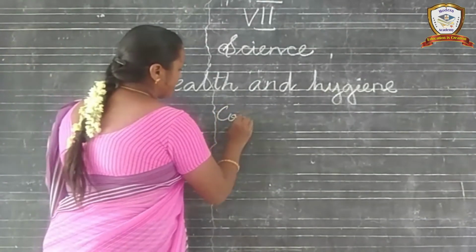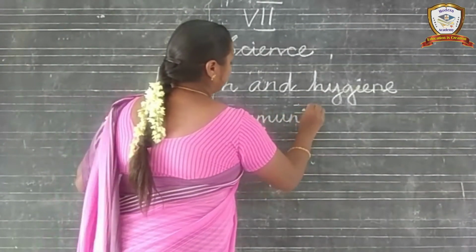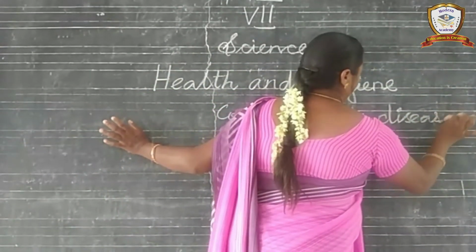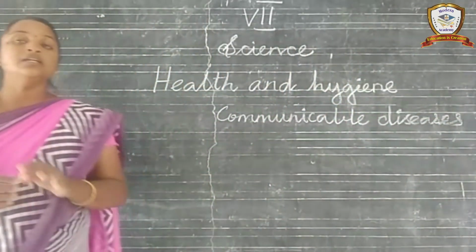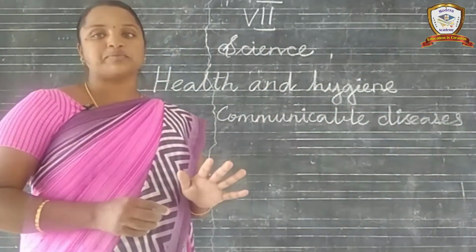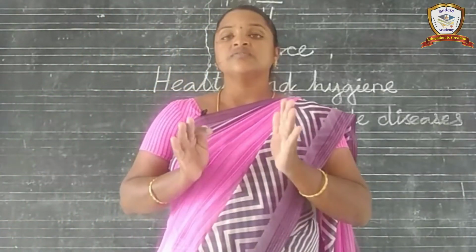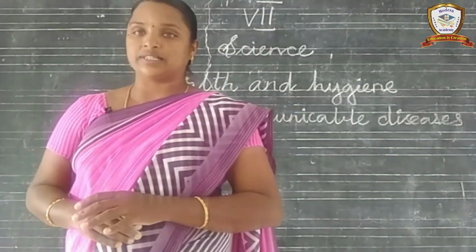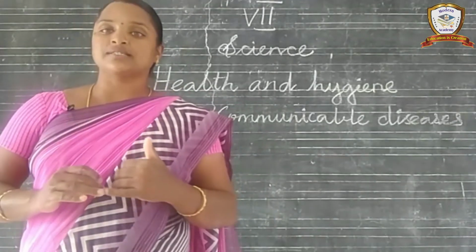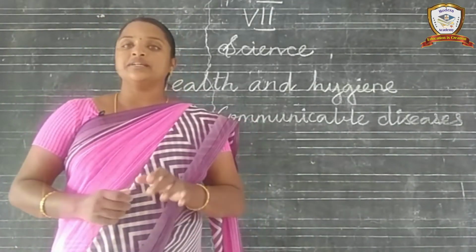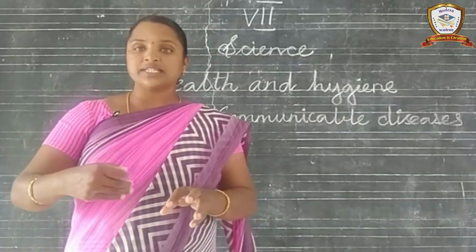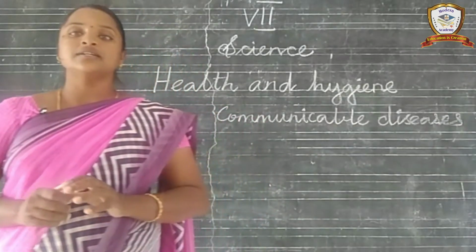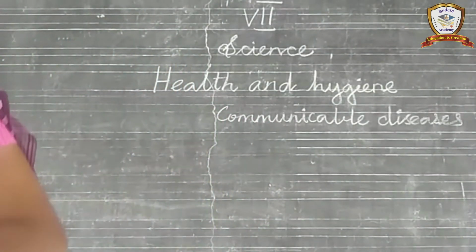Today we are going to see the topic communicable diseases. What is that? Communicable diseases means these types of diseases spread from one person to another person. They spread from the affected person to a healthy person. So to avoid this situation, what do we have to do?